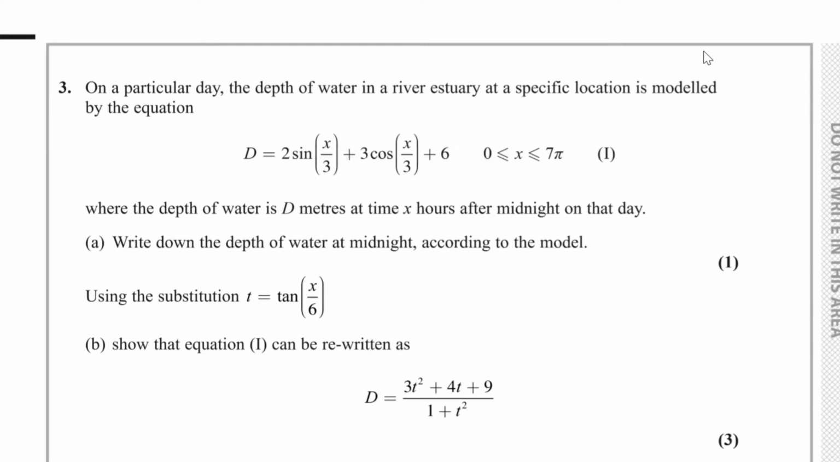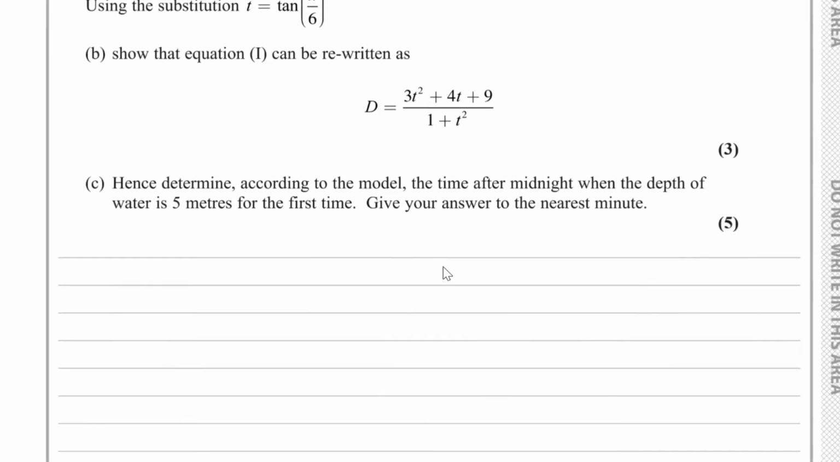Question number 3. On a particular day, the depth of water in a river estuary at a specific location is modelled by the equation d equals 2 sine of x upon 3 plus 3 cos of x upon 3 plus 6, where x is in between 0 and 7 pi. The depth of water is d meters at time x hours after midnight on that day. For part A, we have to write down the depth of water at midnight according to the model. Well, if x is the number of hours after midnight, that means midnight would correspond to x equaling 0.